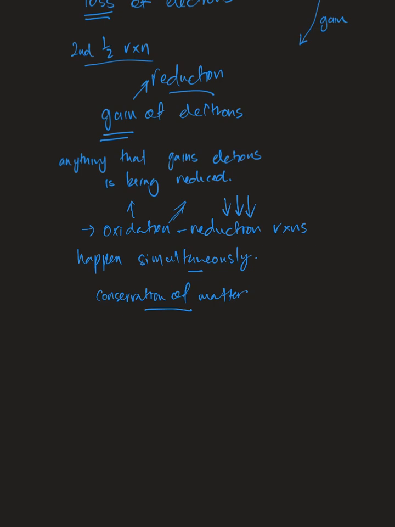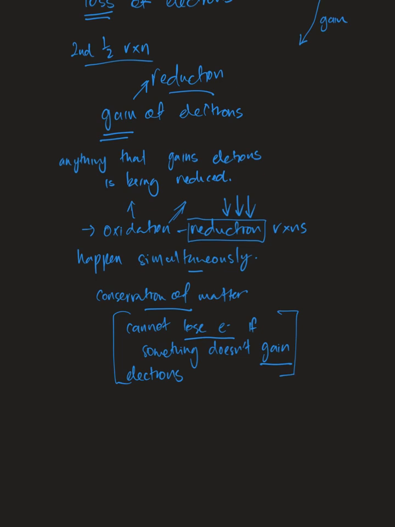So you cannot have reduction and oxidation reactions happening without each other. The reduction half can't gain electrons out of nothing. So you cannot lose electrons if something doesn't gain the electrons, and vice versa. You can't gain if something's not losing. So according to that conservation of matter idea, we need to understand that these reactions are happening simultaneously.